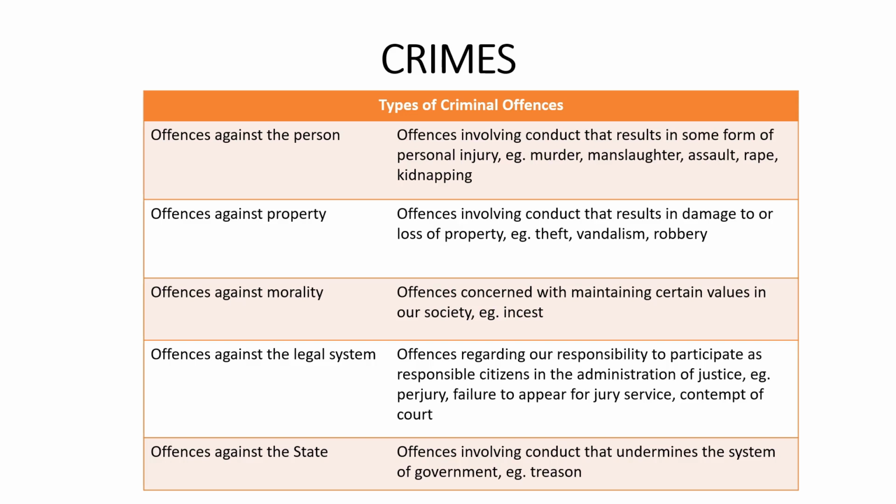Finally, offences against the state are offences that involve conduct that undermines the system of government. The most obvious example of an offence against the state is treason. Treason occurs where a person tries to overthrow the government by force as opposed to voting against the government in a democratic election.